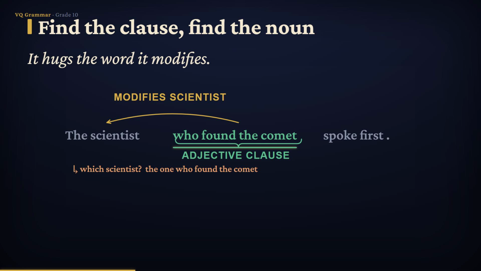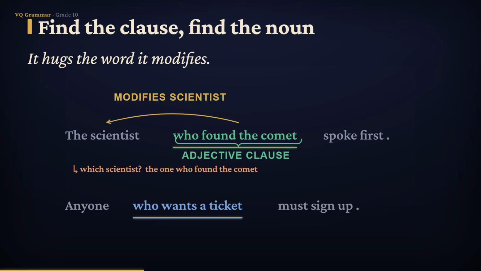Notice that position because it's a gift to you. An adjective clause almost always hugs the word it modifies. Now the second one. Anyone who wants a ticket must sign up. The clause is who wants a ticket, and this time it doesn't modify a noun at all. It modifies a pronoun, the word anyone. That is perfectly normal, and it happens all the time.